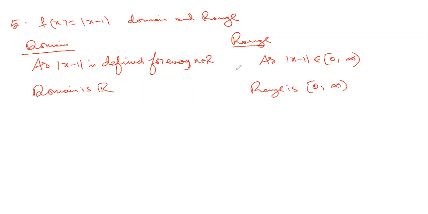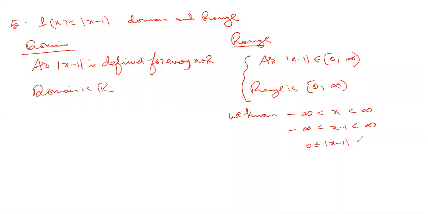Or you can start from the, if you want to write the steps for the same, more number of steps, we know are given minus infinity less than x less than infinity. So when you subtract 1 also, it lies in the same interval. And when you take the modulus for that, instead of writing directly, we just show that 1, 2 steps. Therefore, range is closed 0 to infinity, right?